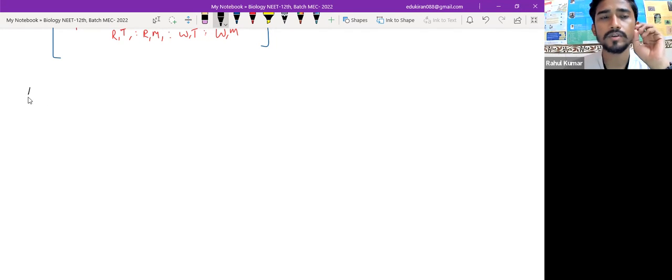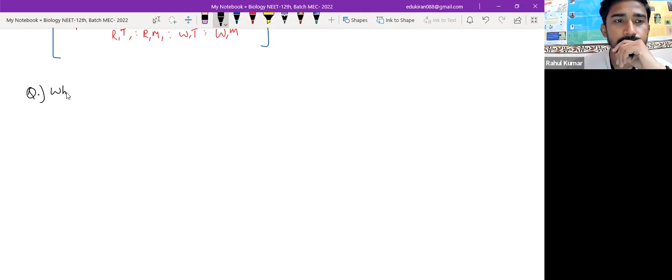Mendel's work was not appreciated till very late, till the beginning of the 20th century, like till the 1900s. Mendel's work did not reach popularity. It did not reach the masses. And why did it not reach the masses? This is a question which can come in the board exam. So write down the question. Why did Mendel's work remain unrecognized?